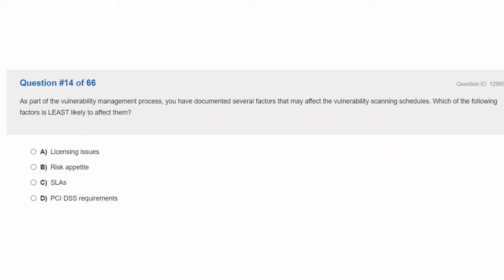Question 14. As part of the vulnerability management process, you have documented several factors that might affect the vulnerability scanning schedules. Which of the following factors is the least likely to affect them?